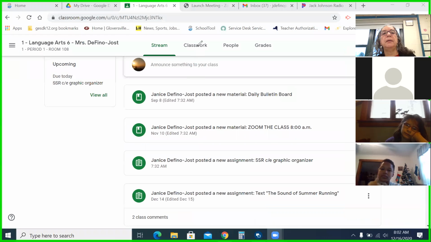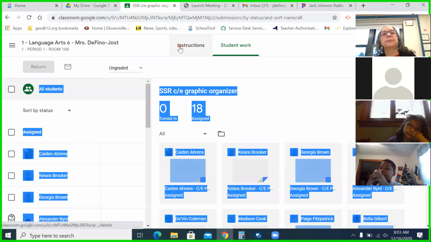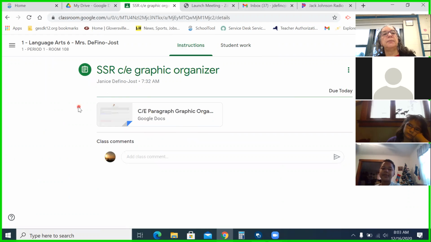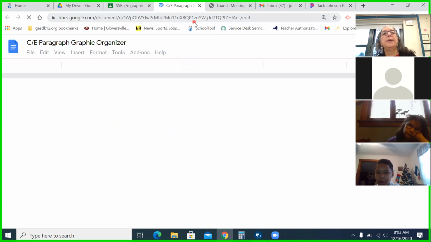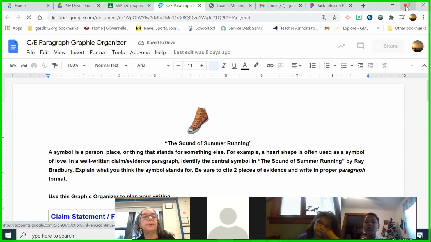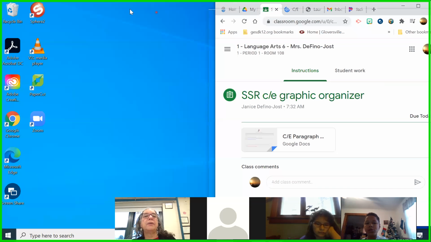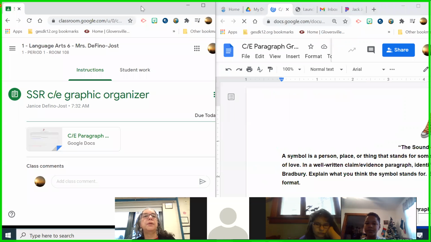Hold on, let me get my little sparkle machine. Okay, and then in stream, you've got your bulletin board, Zoom, and then you have SSR. SSR is Sound of Summer Running, okay? Graphic organizer, please open that up. And then for now, you're gonna have to split your screen and go back to classroom, to stream.